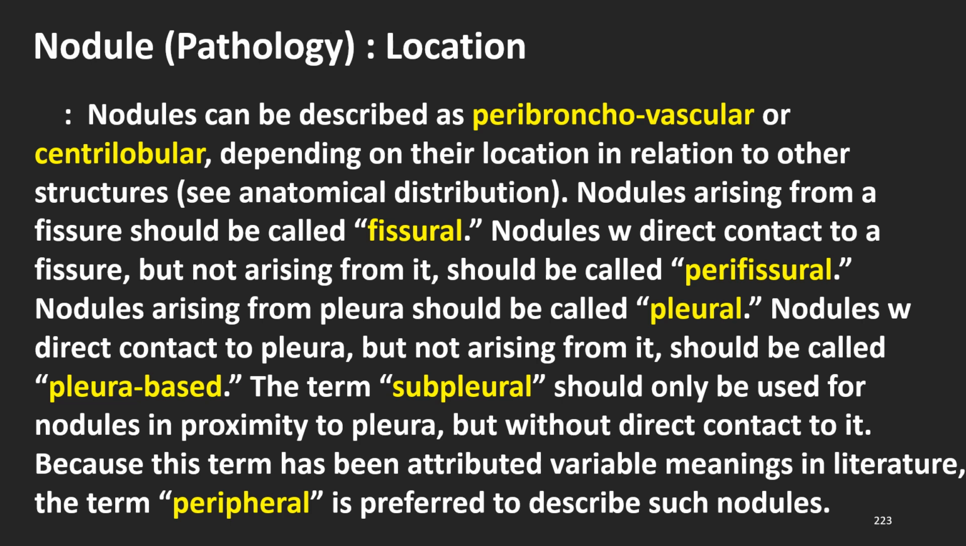Nodules with direct contact to pleura but not arising from it should be called pleura-based. The term subpleural should only be used for nodules in proximity to pleura, but without direct contact to it. Because this term has been attributed variable meanings in literature, the term peripheral is preferred to describe such nodules.